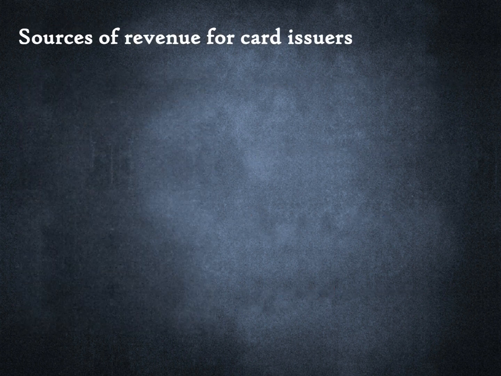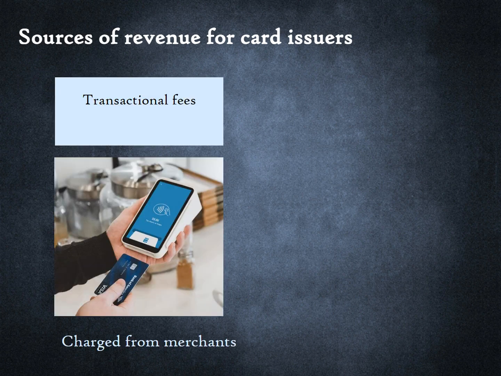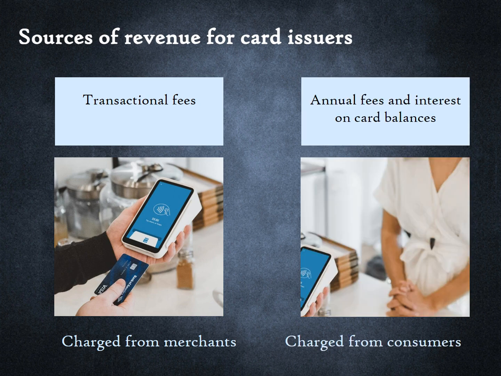Credit card issuers make money from two sources. First, they take a small cut from every payment made to a merchant. Credit card reward programs are funded from these fees. We will learn more about this aspect in a later lesson on payments. Second, consumers pay an annual fee, and interest is charged to customers who do not pay down their card balances before the due date.